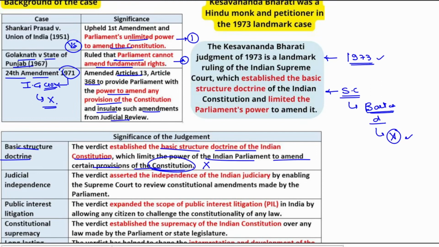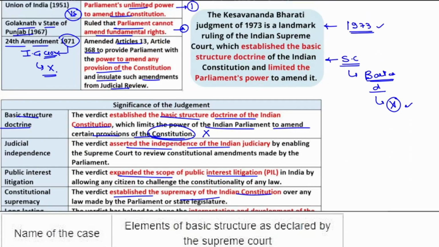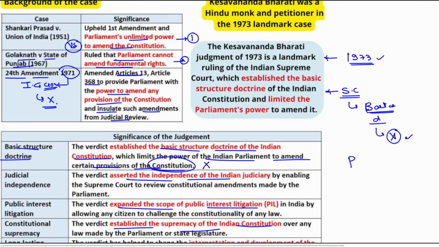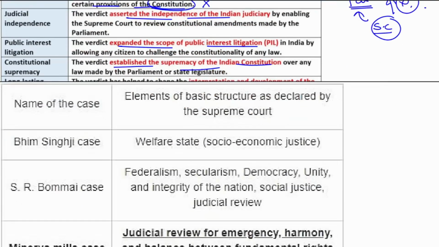Alright, so the verdict asserted the independence of Indian judiciary, expanded the scope of public interest litigation, PIL, and established the supremacy of the Indian constitution over any law made by Parliament or state legislature. So even if any law is made by the Parliament, the SC can declare it void. SC can say it is unconstitutional. Okay, remove it. So recently held in the electoral bond scheme.